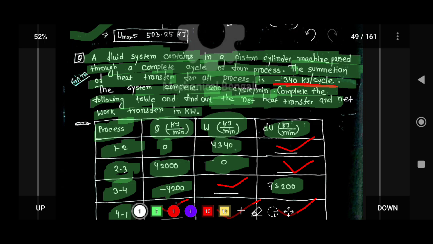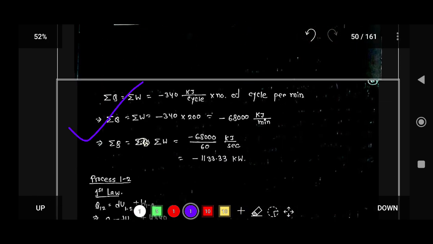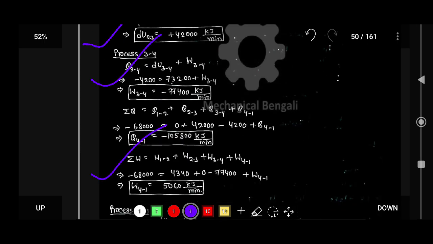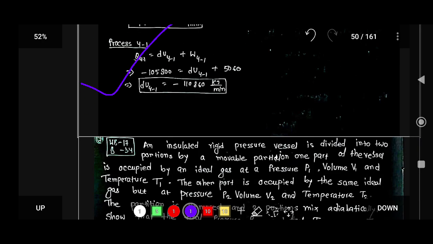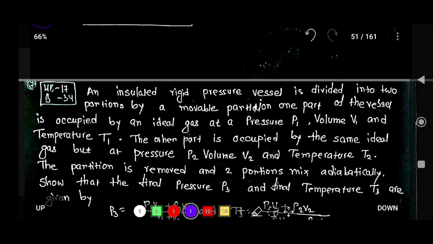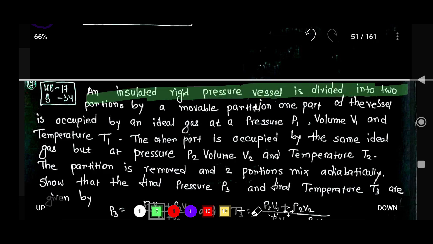This is a very easy question. Just apply the first law of thermodynamics only, then you can get the answer of this question. Okay, the answer is also given in the PDF, you can find it from this. Just try to solve this question first. Okay, now the next question is that an insulated rigid pressure vessel is divided into two partitions by a movable partition.